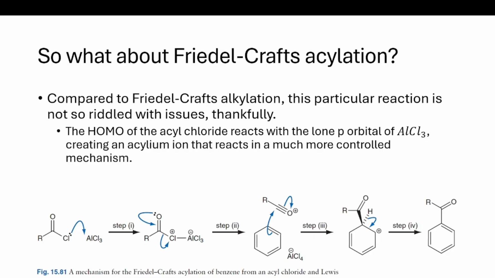So what about acylation? Not alkylation, but acylation. Compared to alkylation, acylation is a lot less problem riddled. And so what we're going to have is we're initially going to have aluminium chloride and acyl chloride, which is a class of compounds that I discussed back in chapter 11. And so the HOMO of the acyl chloride will react with the lone p orbital of AlCl3, which sort of is covalent. And this will create something known as an acylium ion, which will create a much more controlled mechanism.